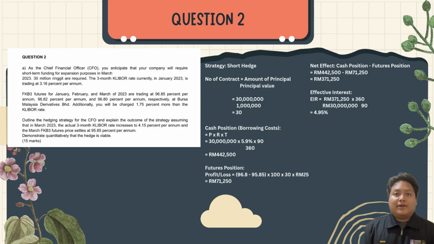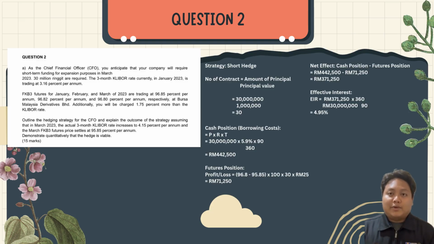To find the number of contracts, we use the formula: amount of principal required divided by principal value. Plugging in our figures, 30 million ringgit divided by 1 million ringgit, so we get 30 contracts. Therefore, our strategy begins by selling 30 March 2023 FKB3 contracts at the prevailing market price of 96.80. By doing this, we effectively lock in an implied interest rate of 100 minus 96.80, so we get 3.20%.